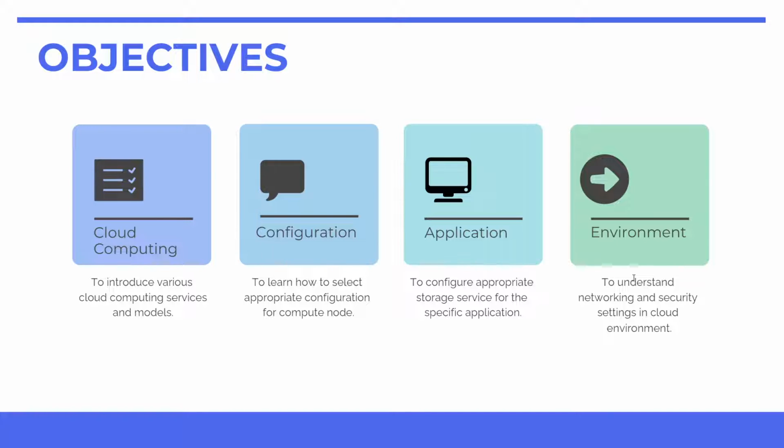The next is the environment: to understand networking and security settings in the cloud environment. After hosting your application, meaning after you have deployed it, the next step is the networking and the security, and we are going to learn all of that in this course. The general idea is, after hosting an application, how to set up the networking, meaning in the private cloud what settings we have to do, and after that the security part, meaning how to configure all the settings for your application. So these are the general objectives of the cloud computing course.